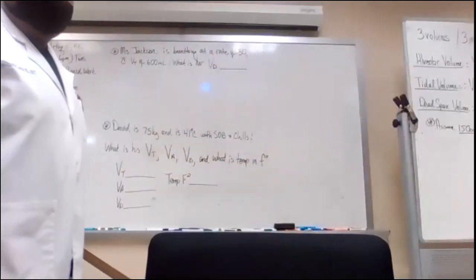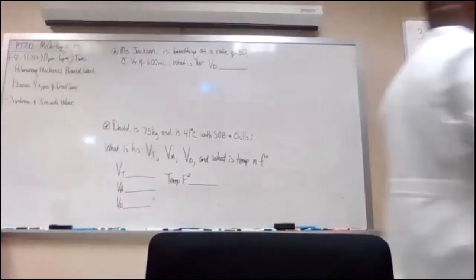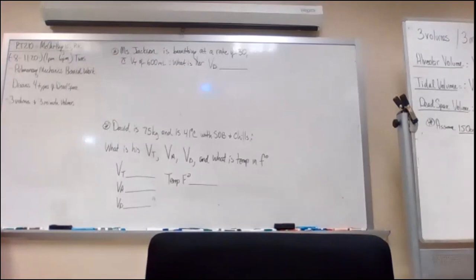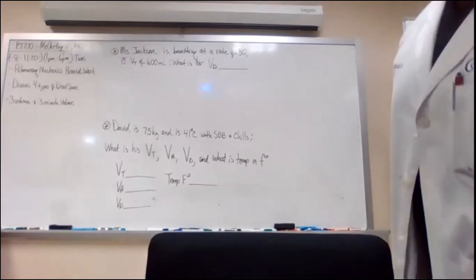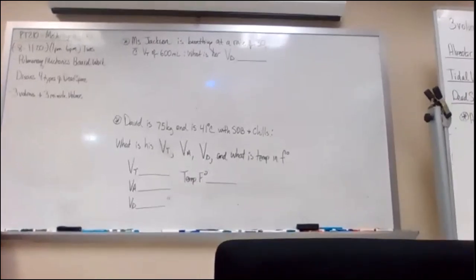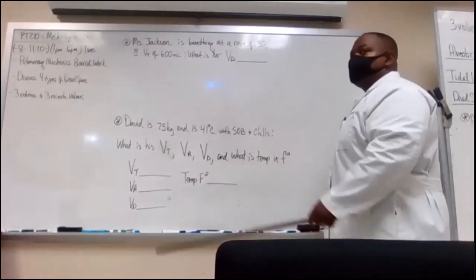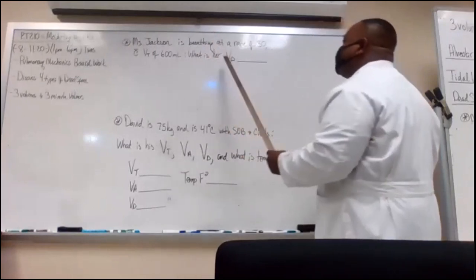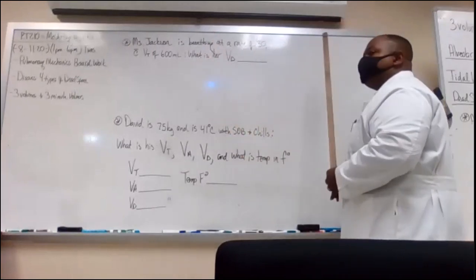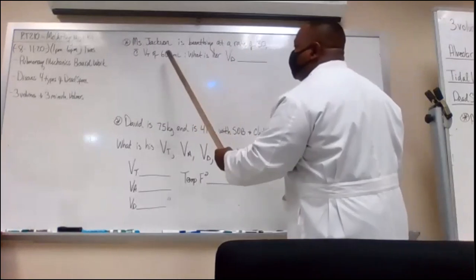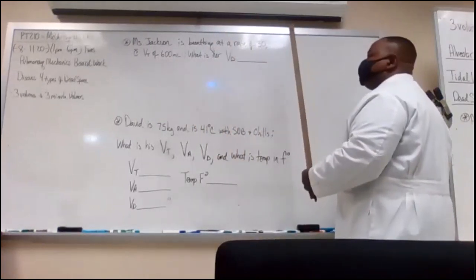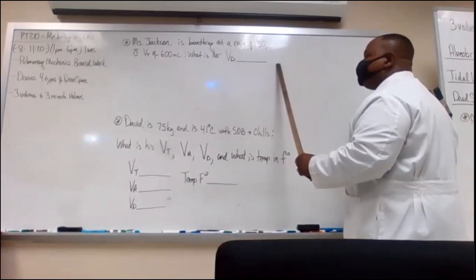Number 1, Miss Jackson. Miss Jackson is breathing at a rate of 30 breaths per minute with a tidal volume of 600 mL. What is her dead space volume?